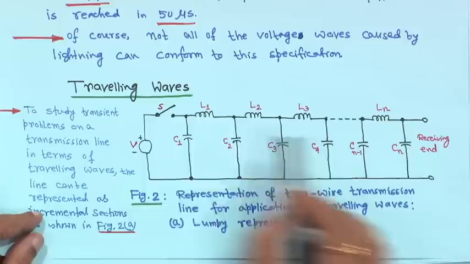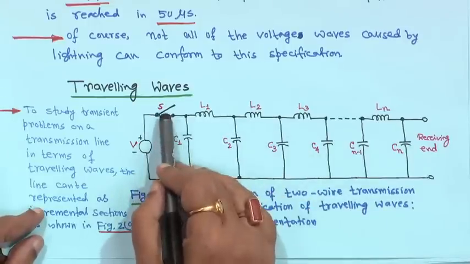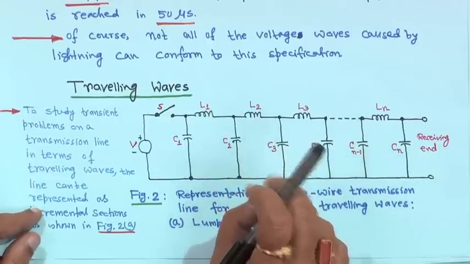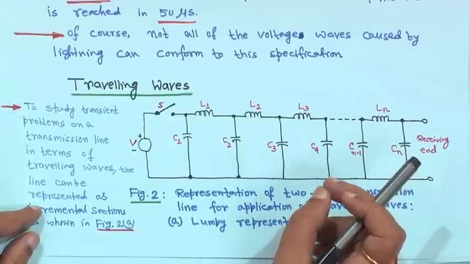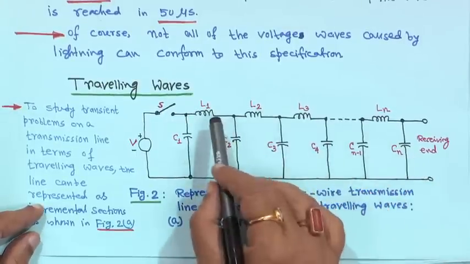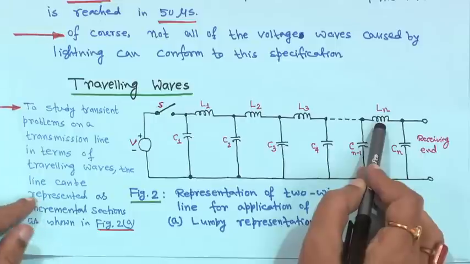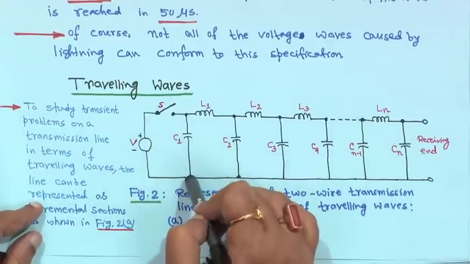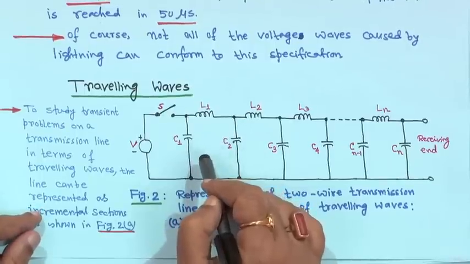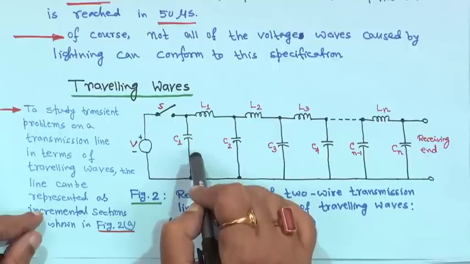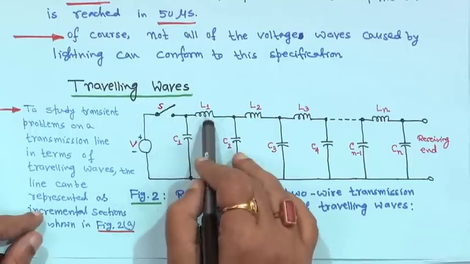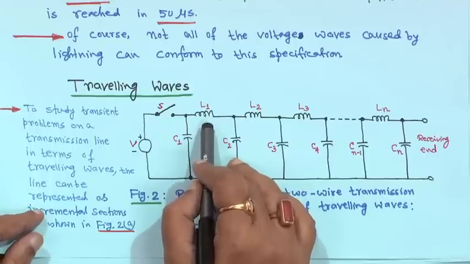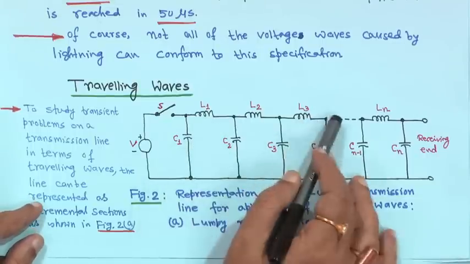I repeat, suppose you have a voltage source, there is a switch, and these are all the charging capacitances. Each line section is taken as infinitesimally small length, so the inductances are given as L1, L2, L3, Ln, right. Now, as soon as you close the switch, this capacitor will be charged immediately, because you know from circuit theory that as soon as you switch on, the capacitor will behave like a short circuit and the inductor will act like an open circuit, neglecting the resistance of the line.